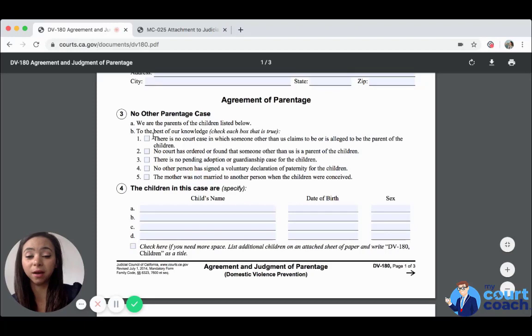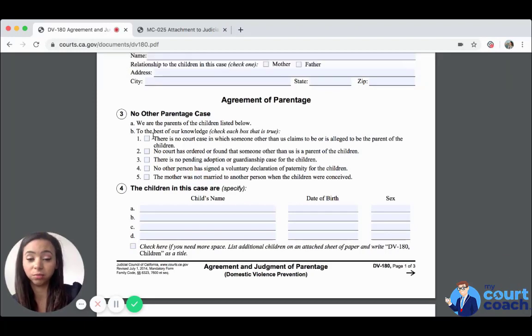To the best of both of your knowledge, there's no court case in which someone other than us claims to be or is alleged to be the parent of the children. So like the other parent's grandparents are not claiming to have custodial rights over your children. That's an example of another court case pending relating to somebody else trying to take parentage of your kids. No court has ordered or found that someone other than us is a parent of the children, so there's not going to be any conflicting orders.